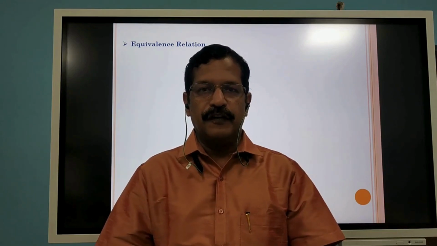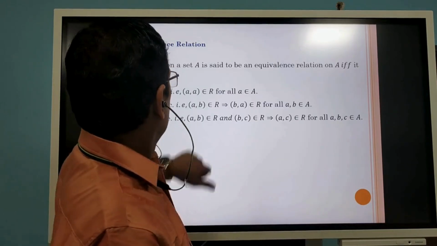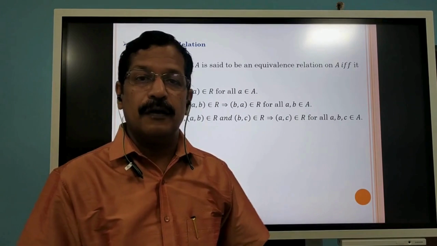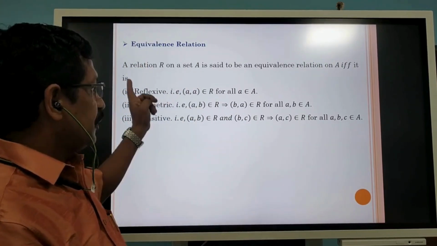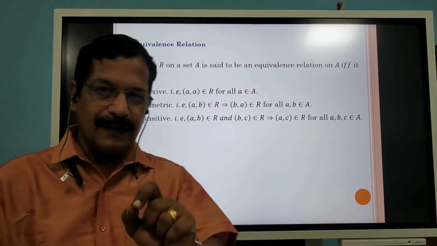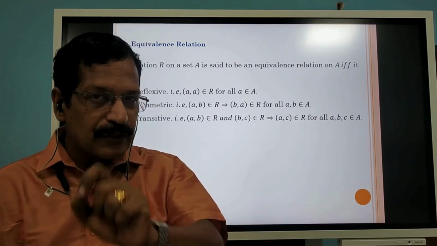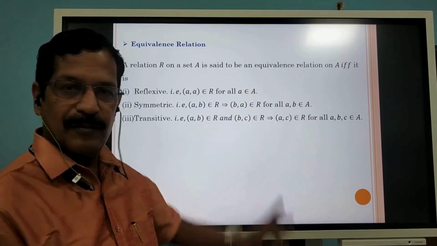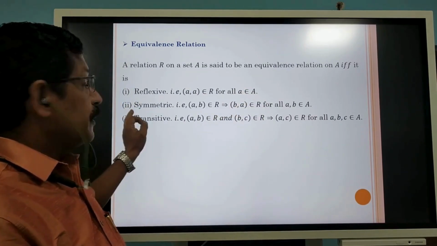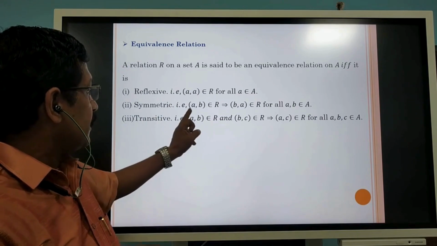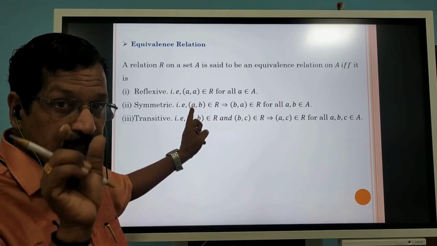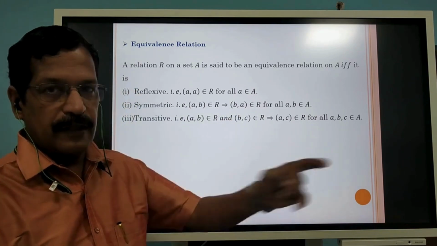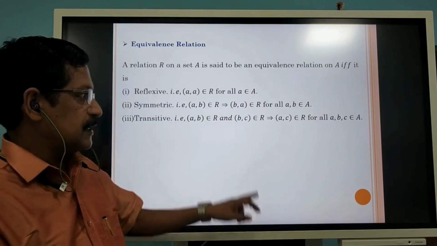Now, equivalence relation. A relation on a set A is said to be an equivalence relation on A if and only if it is reflexive. That is, every element of A is related to itself, ordered pair (a, a) element of R, for all a element of A. Second condition is symmetric. That is, (a, b) element of R implies (b, a) element of R, for all a and b elements of the set A.